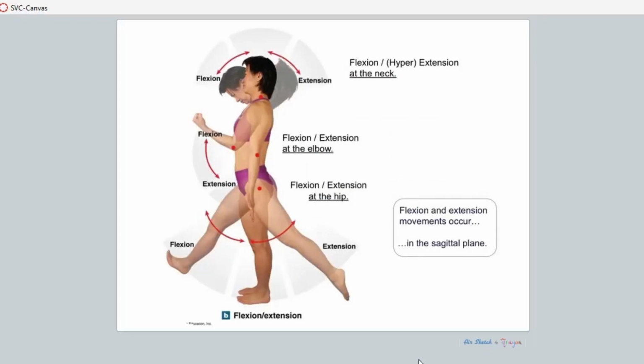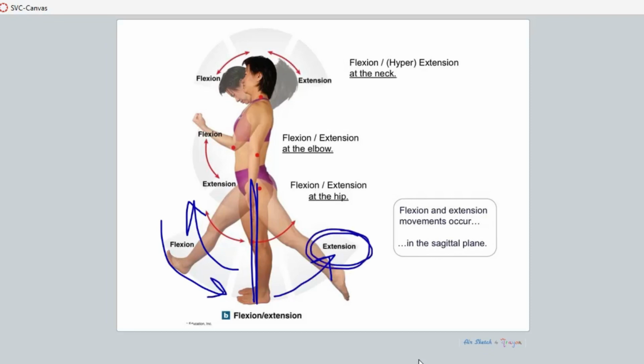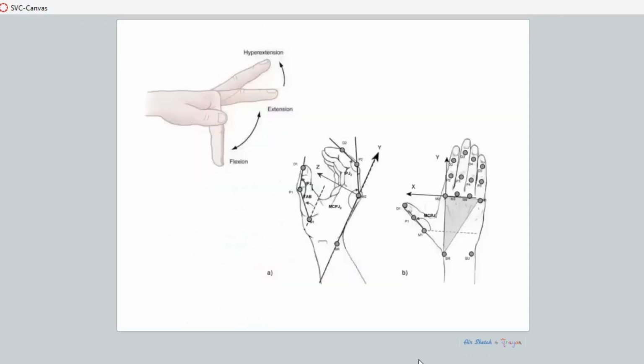And here it's just a different picture kind of showing the same thing. Here's the neck. Here's our elbow. Flexion. Extension. Here's our hip. Flexion. Extension. Hyperextension, or I guess they're still calling this extension here.